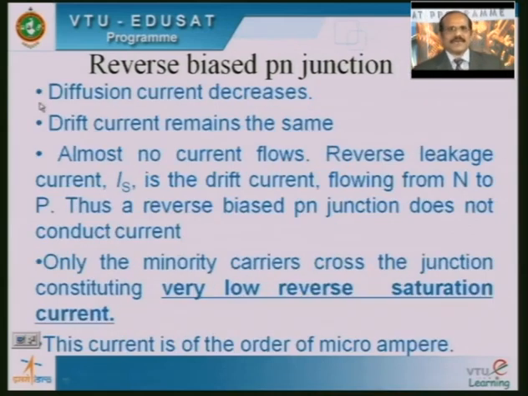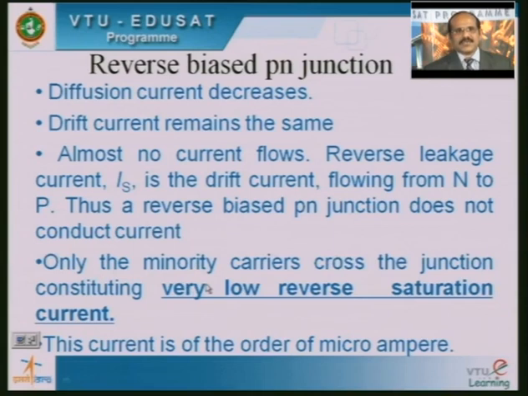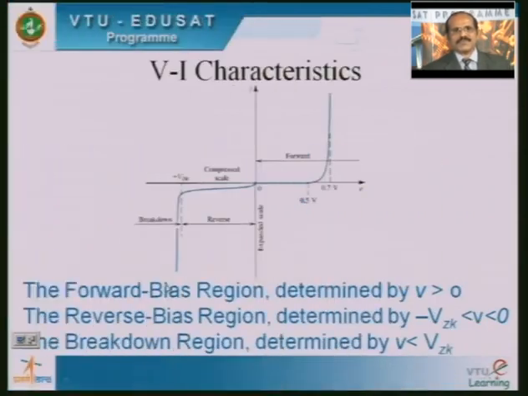Hence, the diffusion current decreases, whereas the drift current remains the same, and that means almost no current flows through the PN semiconductor diode. Only a reverse leakage current called IS, which is nothing but the drift current, flows from N to P. Thus we can say that a reverse bias PN junction does not conduct any current. Only the minority carriers cross the junction, which constitutes a very low reverse saturation current, in the order of microamperes.